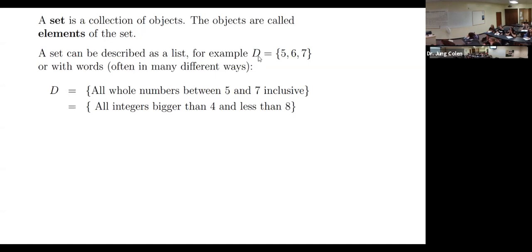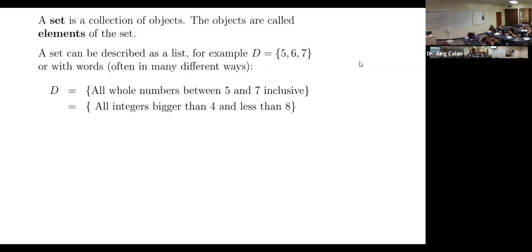We distinguish those two. So D is the name of the set. Set D is equal to, in braces, 5, 6, 7. So the set is D, and the elements of set D are 5, 6, and 7. Kind of obvious, right? And when we list it this way, we call it roster form because we have the whole list there.